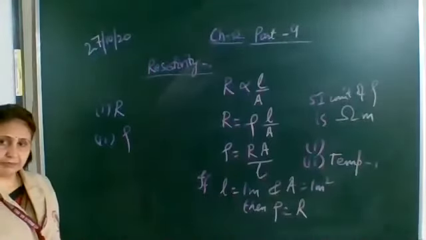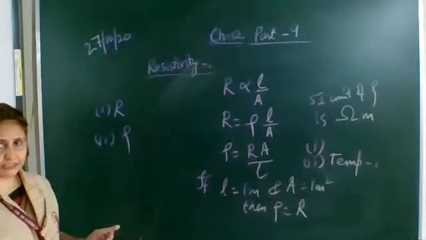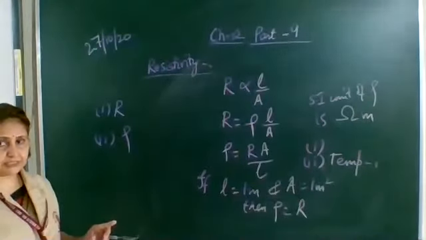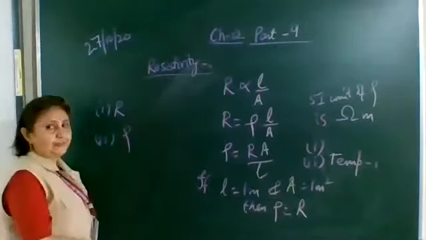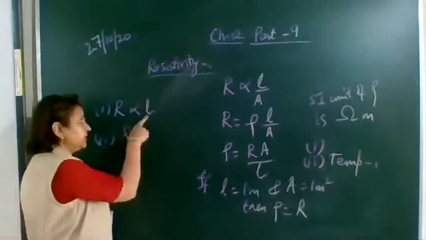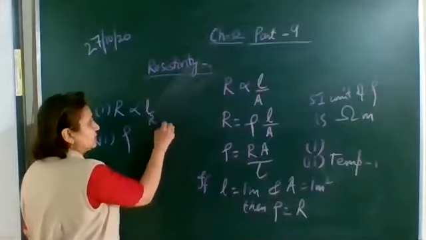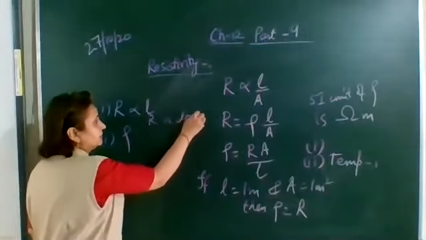So for a given material of a wire, the length is doubled, keeping the thickness the same. Cross-sectional area the same means the thickness is the same. How is the resistance affected? We know that resistance is directly proportional to length. Length is doubled, so the resistance is also doubled.